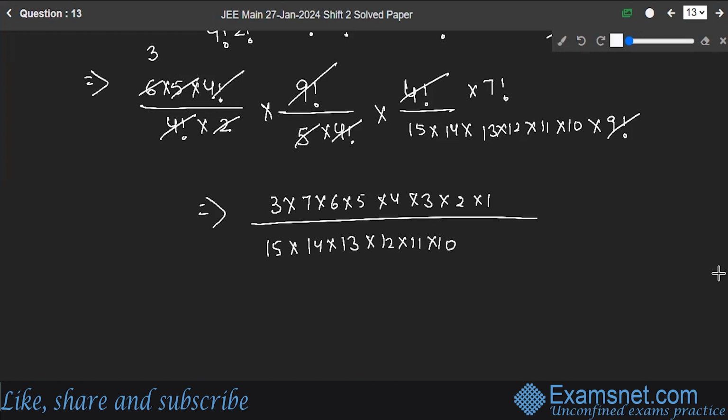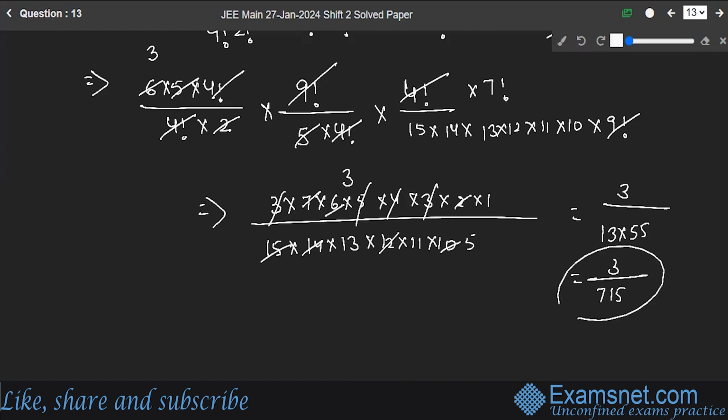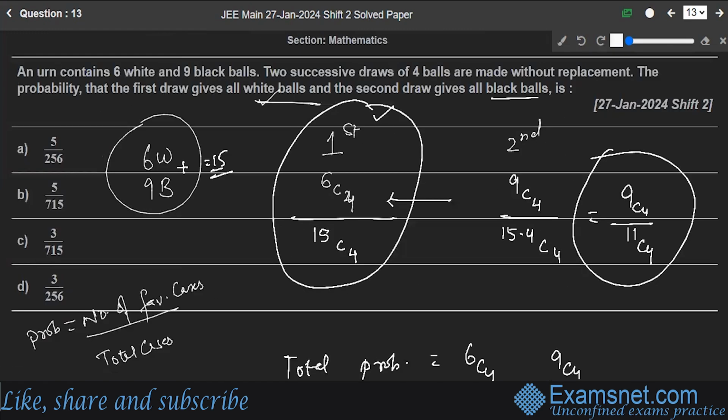Okay. So this is 5, 3, 15 will be gone. And 4, 3, 12 will be gone. 7, 2, 3 will be here. And this will be 5. So this will be equal to 3 upon 13 into 55, which will be equal to 3 upon 715. So this is the answer to the question, 3 upon 715, option C. Hope you're clear with this. Let's move to the next question then.